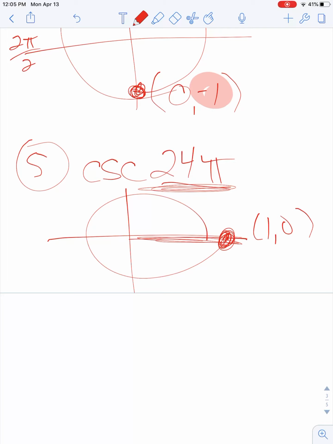Cosecant, I'm thinking sine. So sine is just the y value. The y value is 0. I take the reciprocal of 0. Now, let's think about it in terms of sine for a minute. Sine of 24 pi would be 0, essentially 0 over 1 if you think about y over r. R is always 1. Now, if I flip that, I get 1 over 0. What's 1 divided by 0? Undefined. So this is undefined.